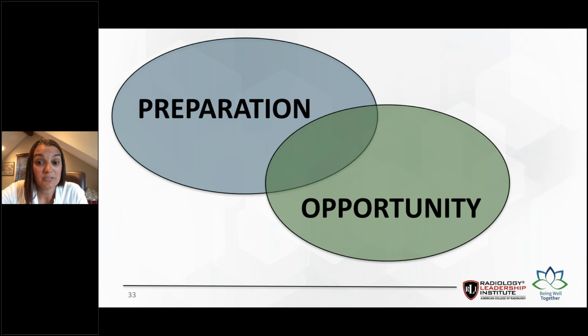Within the entity of opportunity, you need to create some opportunities for yourself. You need to position yourself in situations where opportunities may present themselves. So we heard a lot about networking, getting involved with your state ACR chapter, going to national meetings. That's where opportunities present themselves.